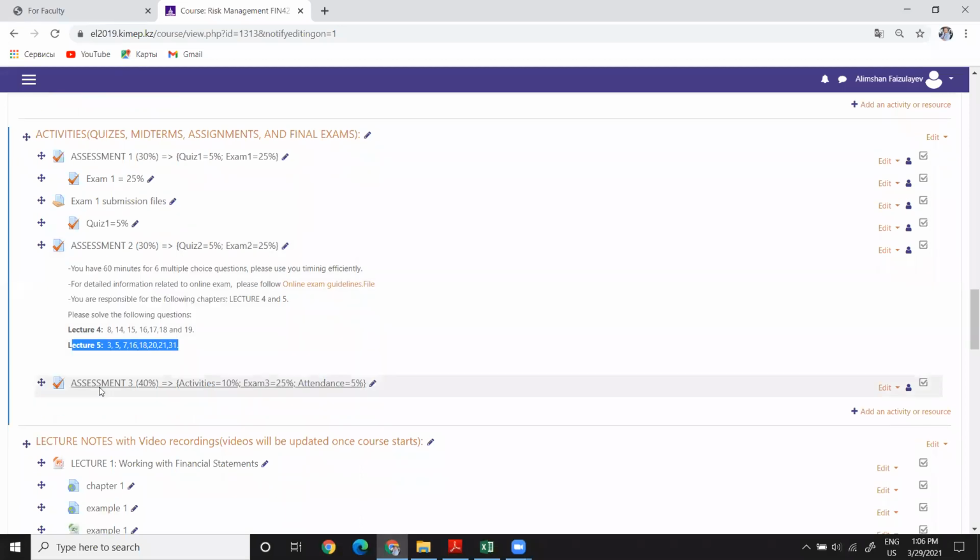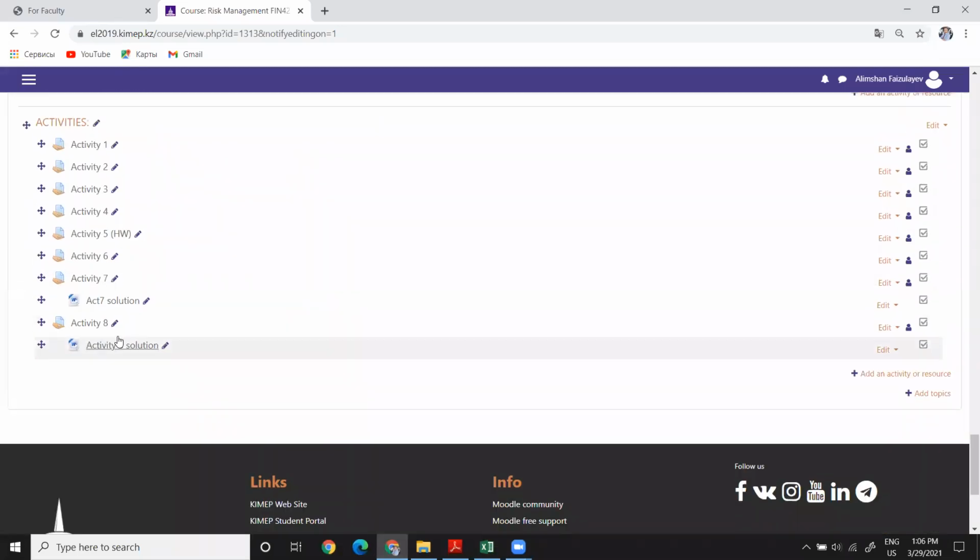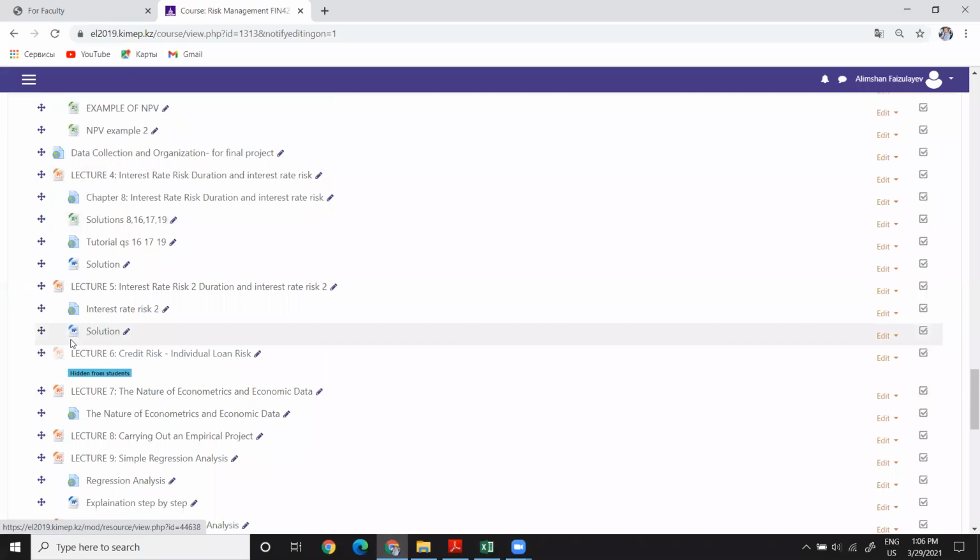I'm going to attach this file under lecture number five, so it will be here. The solution is actually already given, but anyway, I'm going to put an Excel file as well.